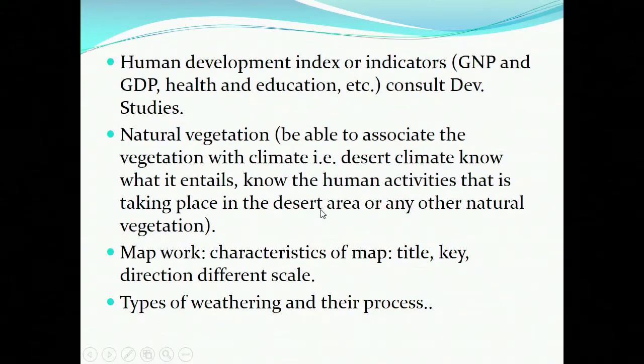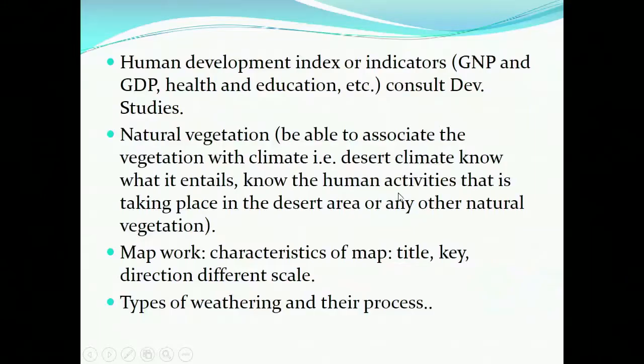Because this human activity actually puts this natural vegetation in danger. That is why you will find deforestation is taking place. For example, why does deforestation have to take place at the Amazon? Amazon is an area in a tropical rainforest. Why does mining have to take place in the Namib Desert? And how does this impact on the natural environment and on the local people itself?